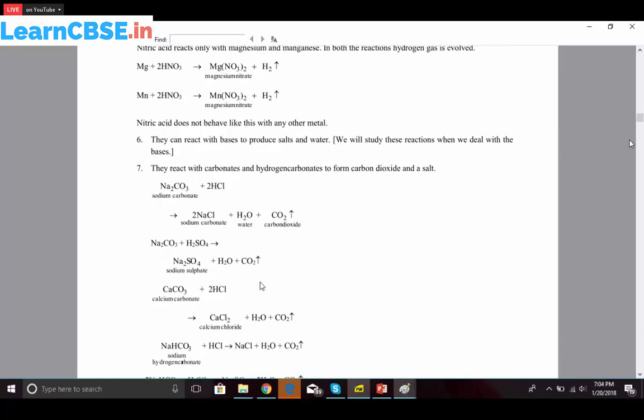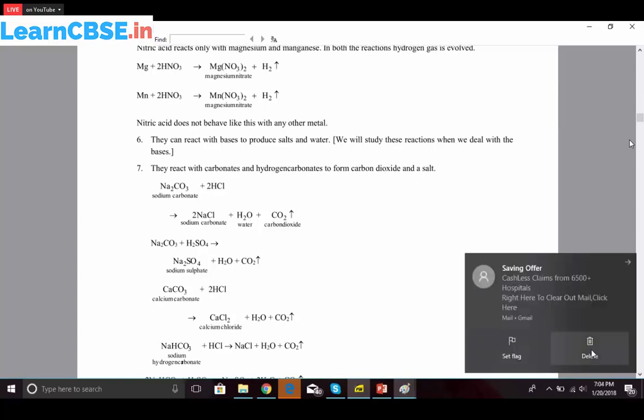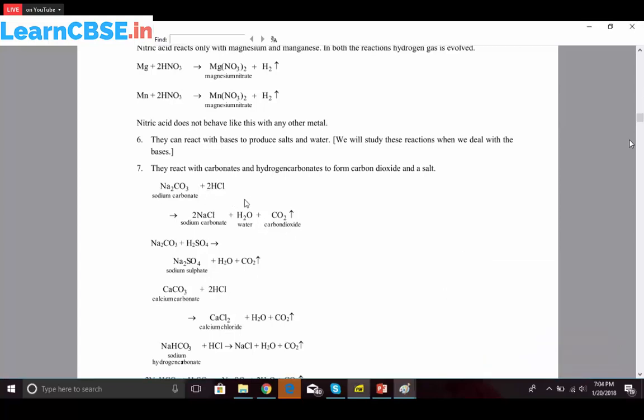Also, the acids can react with the carbonates and the hydrogen carbonates to form carbon dioxide and the salt. So sodium carbonate, the formula is Na2CO3, can react with the HCl. It forms NaCl plus water plus the carbon dioxide gas released. Sodium carbonate can react with sulfuric acid. It forms sodium sulfate plus water plus CO2.